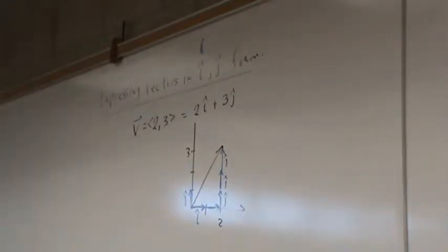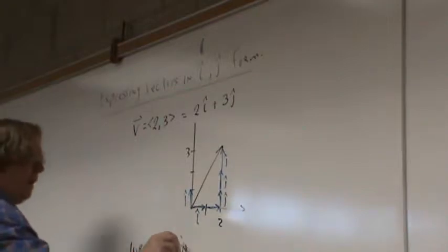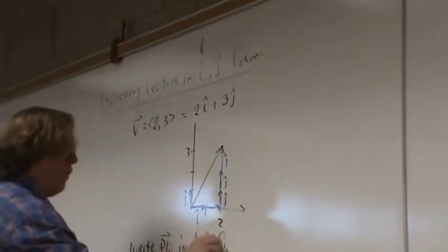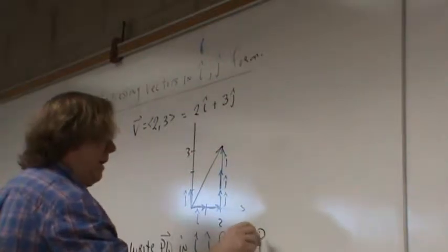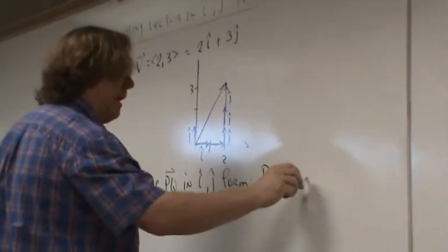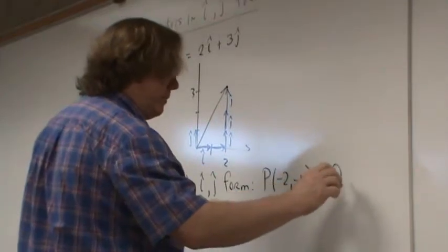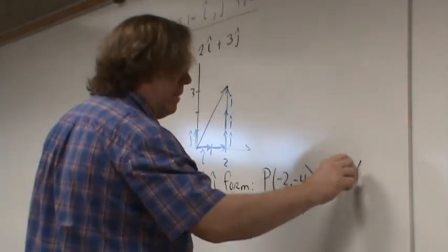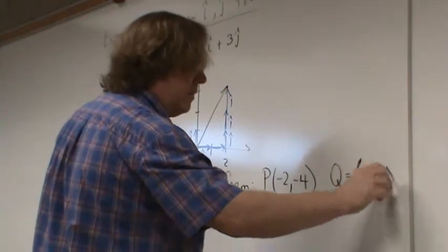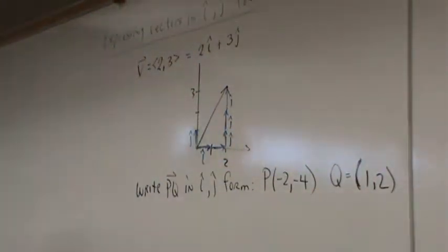So, okay, great. So that's IJ form. All right. So here, write vector PQ in ij form, where P is the point -2, -4, and the point Q is, oh, I don't know, 1, 2. Okay, good luck. Please get me vector PQ in ij form. This will only take you a minute.